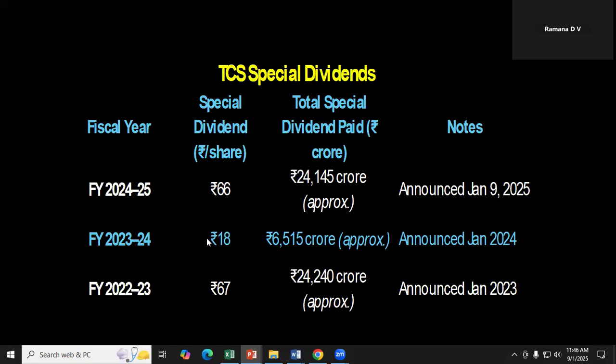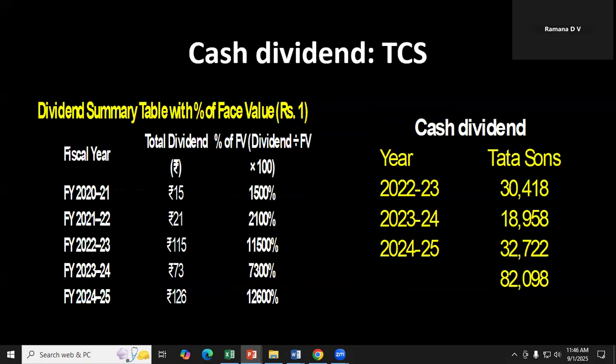18 rupees per share special dividend, which is 6,500 crore, was announced in January 24, and 67, again 24,000 crore, in January 23. So every year in the month of January for the last 3 years, we can see that TCS has been declaring special dividend. And a significant portion of this dividend, as I mentioned, goes to the major shareholder, Tata Sons.